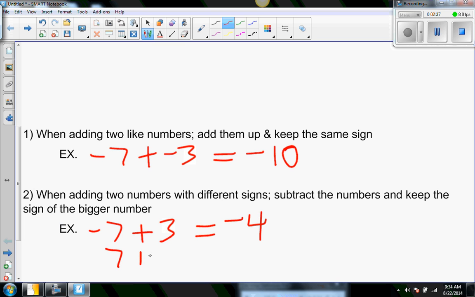If I had a +7 and a -3, I still have different signs. The 7's positive, the 3 is negative. So I'm going to go 7 minus 3 is 4. This time the positive is bigger, so it'll be a +4.